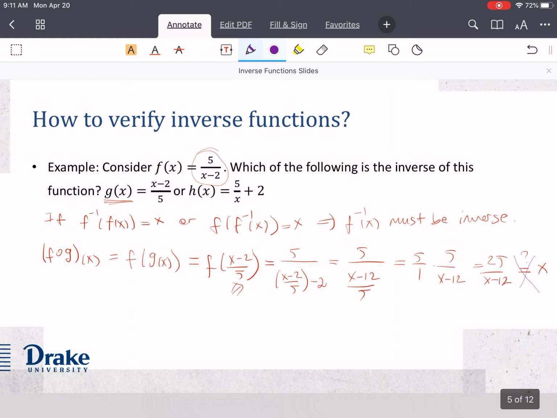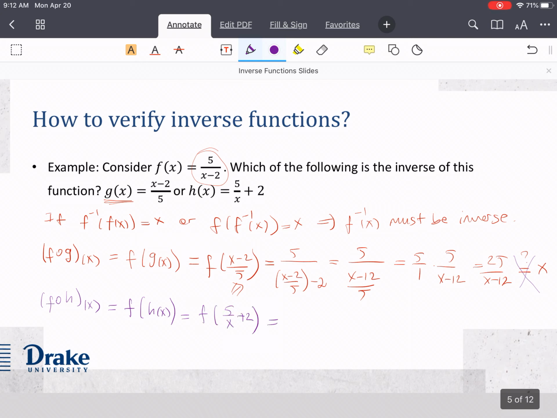So now what I'm going to do is check with this other function. I'm going to try composing f with h and see if that's going to work out. So instead of g, I'm going to use h of x as an input here. So then we know what h of x looks like. So 5 over x plus 2.